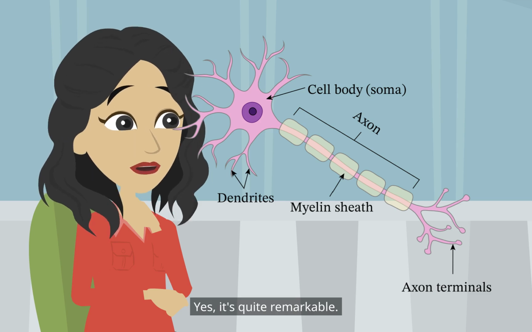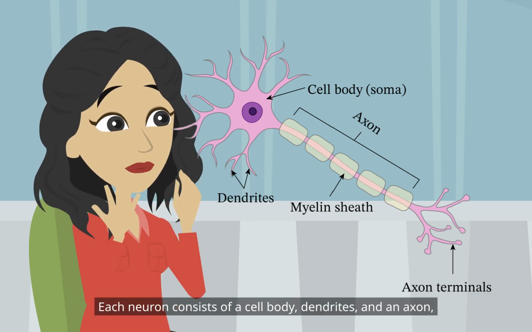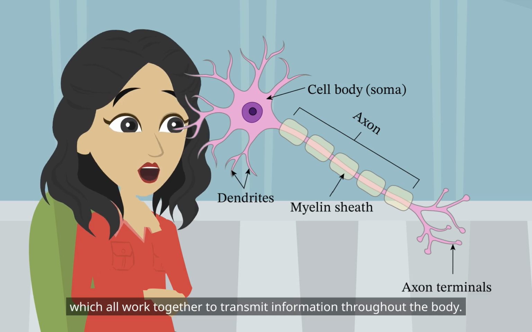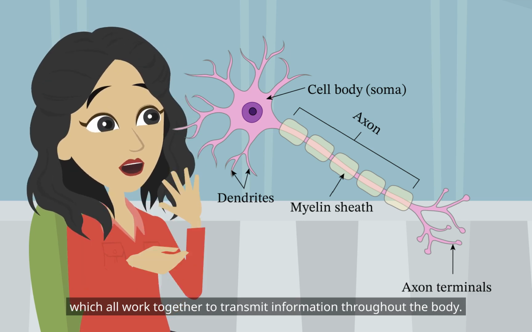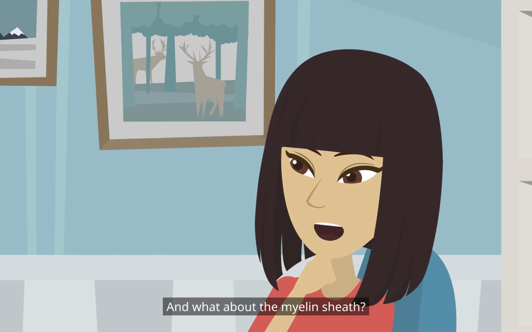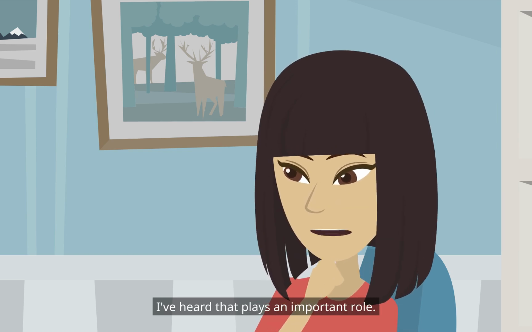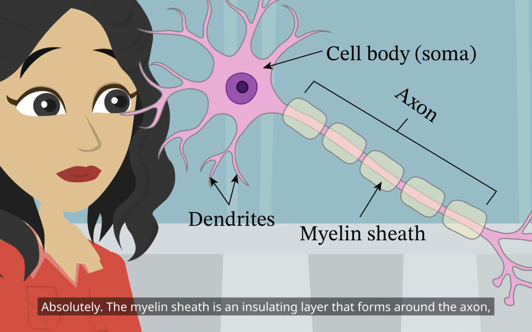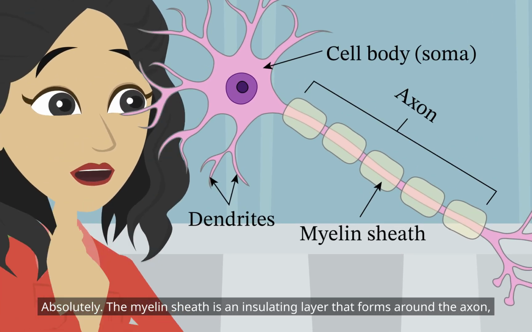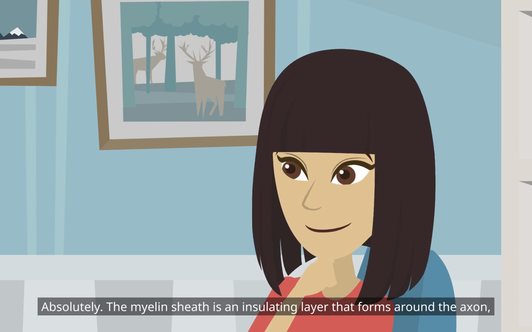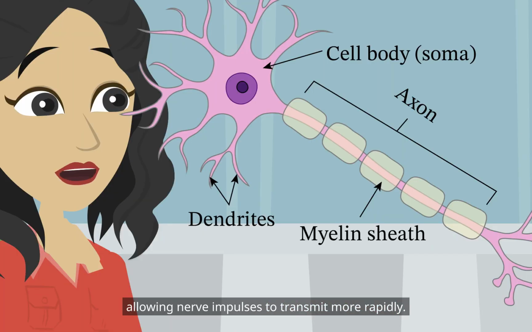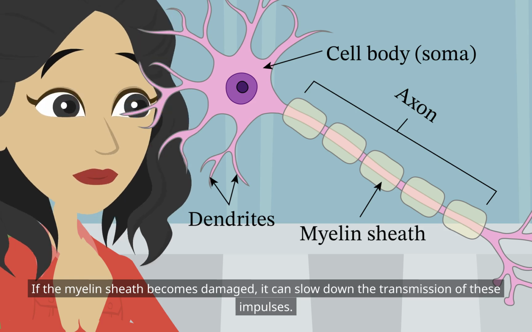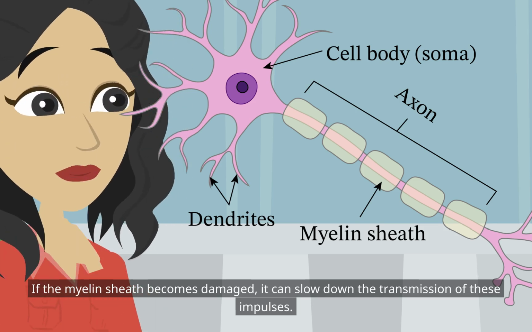Yes, it's quite remarkable. Each neuron consists of a cell body, dendrites, and an axon, which all work together to transmit information throughout the body. And what about the myelin sheath? I've heard that plays an important role. Absolutely. The myelin sheath is an insulating layer that forms around the axon, allowing nerve impulses to transmit more rapidly. If the myelin sheath becomes damaged, it can slow down the transmission of these impulses.